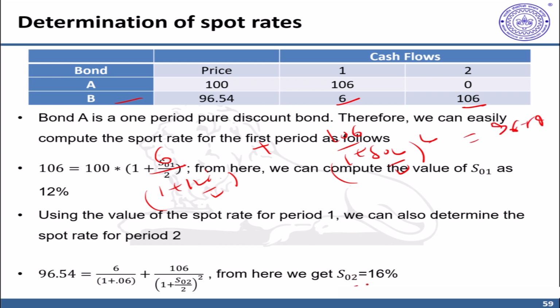So when we solve for this, we get a value of S02 as 16%. This is our second year spot rate.